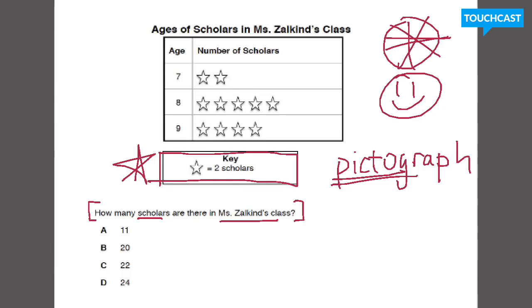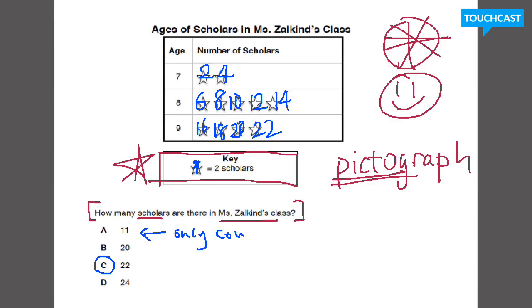Alright, we are back. We know that each star, this little star right here, I'm going to try to color it in, equals 2 scholars. So this star is 2. Let's count by 2s. 2, 4, 6, 8, 10, 12, 14, 16, 18, 20, and 22. If you got this answer, you only counted the stars. You didn't pay attention to the fact that 1 star equals 2 scholars. So here you only counted the stars.